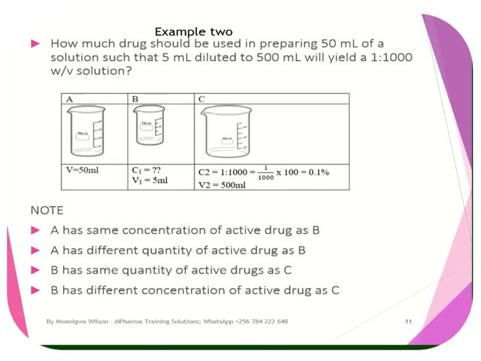Example 2. How much drug should be used in preparing 50 ml of a solution such that 5 ml diluted to 500 ml will yield a 1 in 1000 weight per volume solution? So this is like how I demonstrated above in the stock solution.